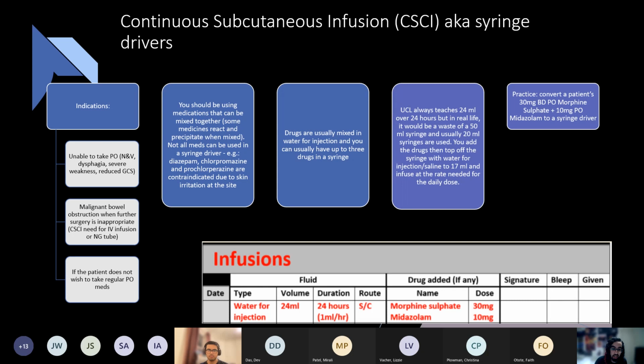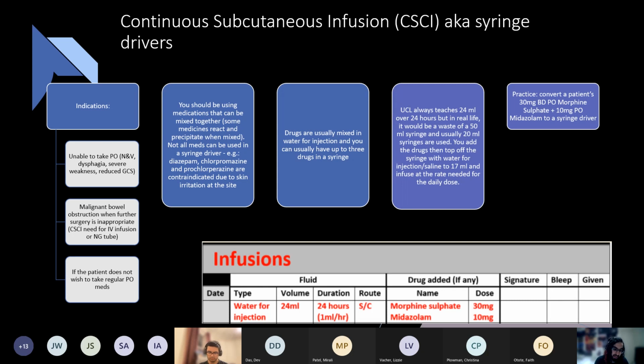Usually you use water for injection. Some people use saline, but the most common thing is water for injection. UCL will always teach you to prescribe 24 milliliters at a rate of 1 milliliter per hour for a day. In reality, how many people have seen 24 milliliter syringes? No one really. You usually see 20 and 50s, and you can imagine how many 50 milliliter syringes would be wasted if we only half filled them and threw them away after a day.